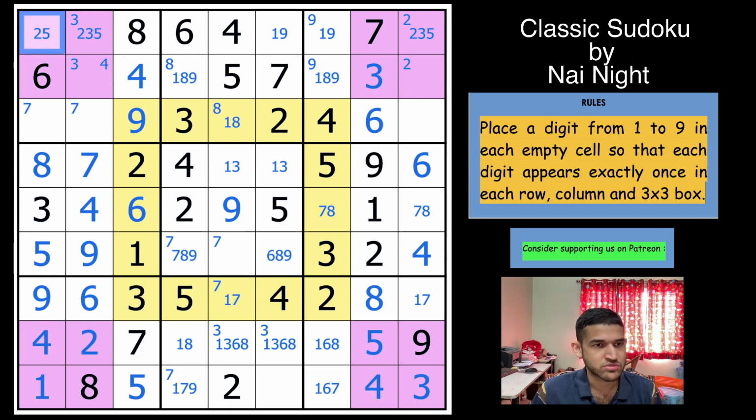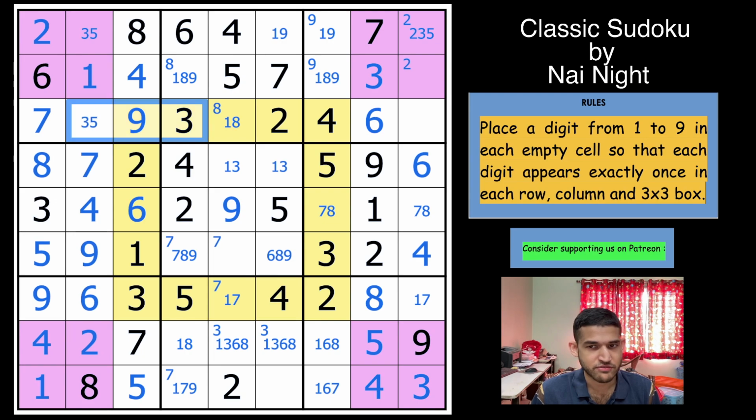So this is 2, this is 7, and this column can be completed. 1, 3, 5, so 3, 5, so that's a 1. So you need a 3, 5 pair here. So 3 is not here, so that's a 5, that's a 3.